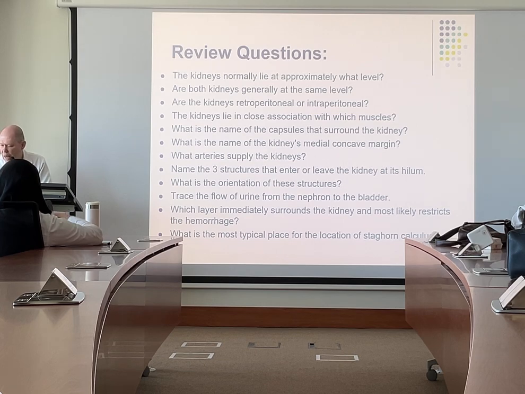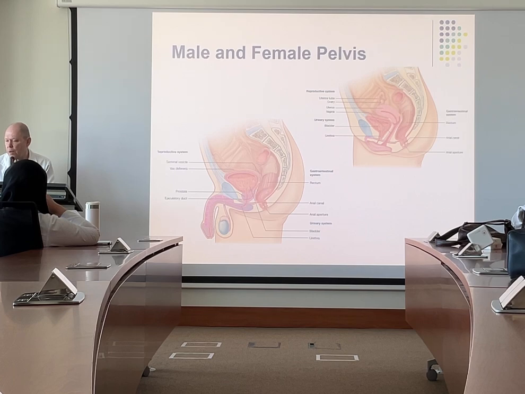Now, which layer immediately surrounds the kidney and most likely restricts the hemorrhage? Renal capsule, right? Hemorrhage, what is it? Bleeding, right? So bleeding, internal bleeding. Very well. What is the most typical place for the location of a staghorn calculus? Renal pelvis, along with the calyces, calyx minor and calyx major. Right. Male and female pelvis.